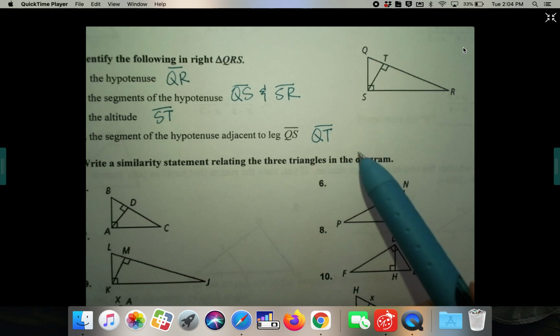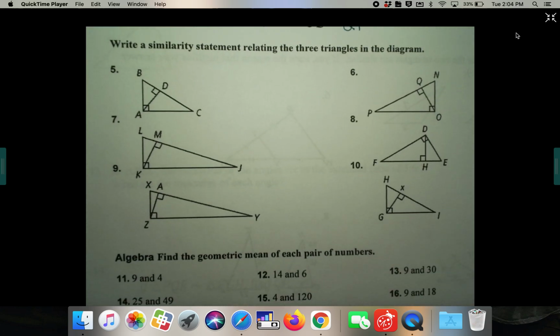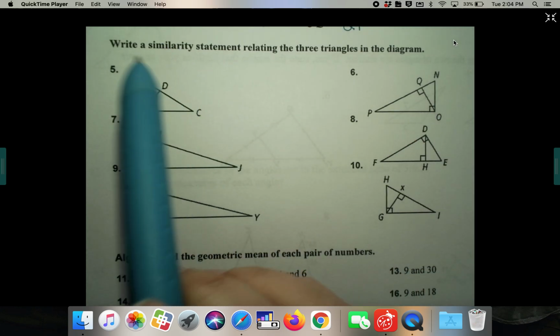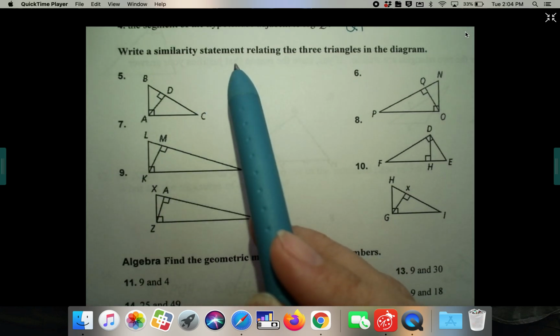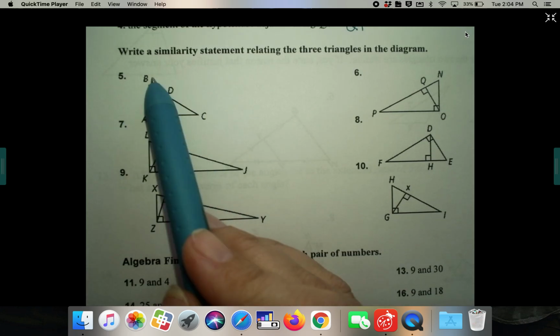Okay, I don't really care if you know these. I really want to just make sure you know how to separate them and how to find them. So we're not going to do all 6 of these because it's the same thing 6 different times. So let's just make sure you can do a couple, maybe even just one in each section. So write a similarity statement with all 3 of these triangles.